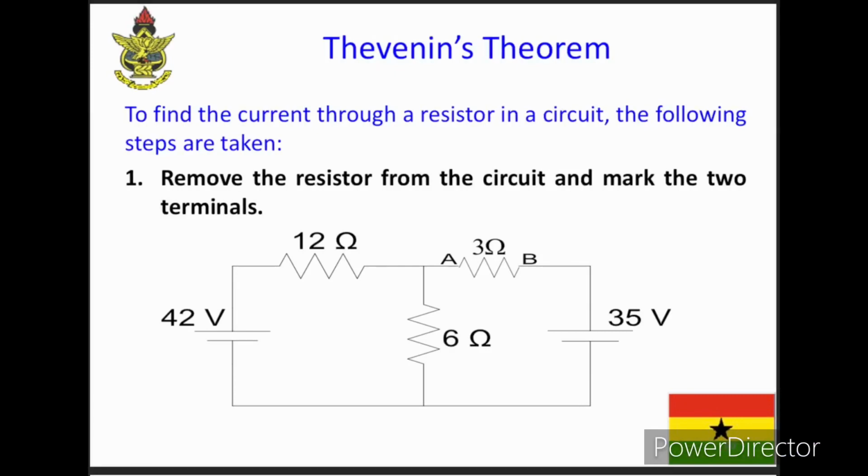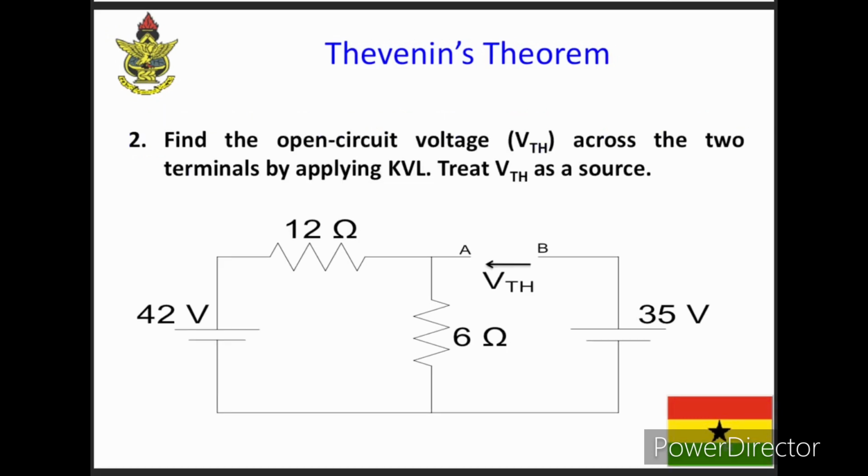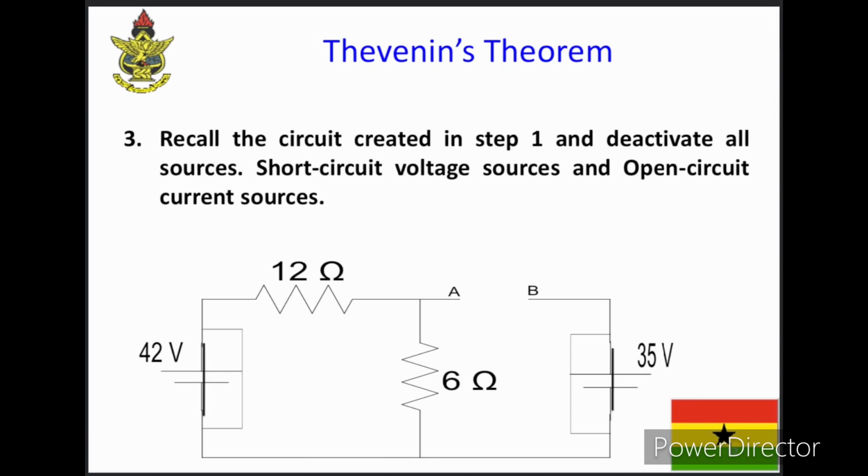Okay, so step 1, remove the resistor from the circuit and mark the two terminals as shown in the diagram. Step 2, find the open circuit voltage, which is VTH, across the terminals by applying Kirchhoff's voltage law. Step 3, redraw the circuit created in step 1 and deactivate all sources. Use short circuit for voltage sources and open circuit for current sources.